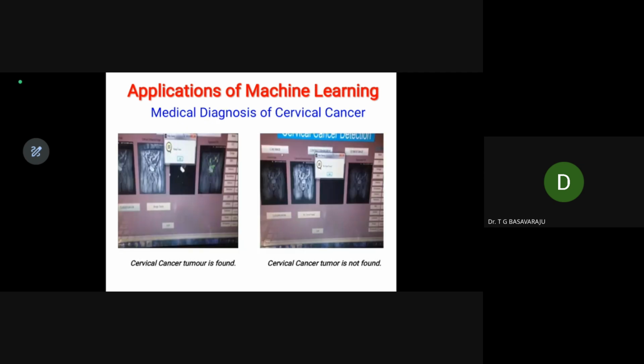So this is one of the projects we did, medical diagnosis of cervical cancer. So here we could find the tumor, whether it is present or not, and in what stage it is in. So like this, lots of medical diagnosis we can do with respect to cervical cancer. So as of now, I am working on many interdisciplinary projects in Ramaya University. So one project is in the dental department.